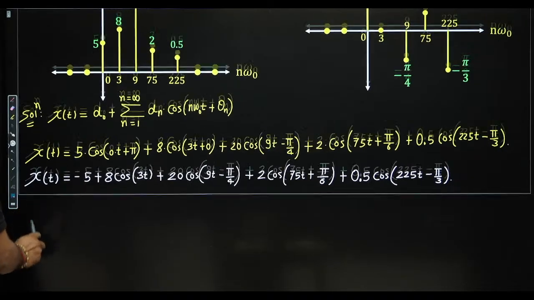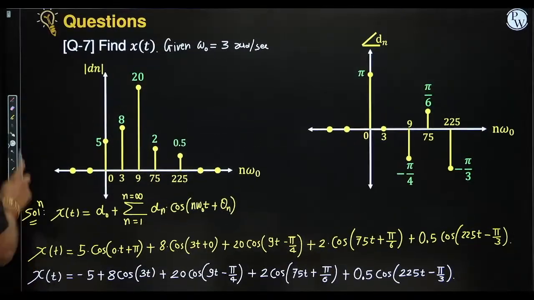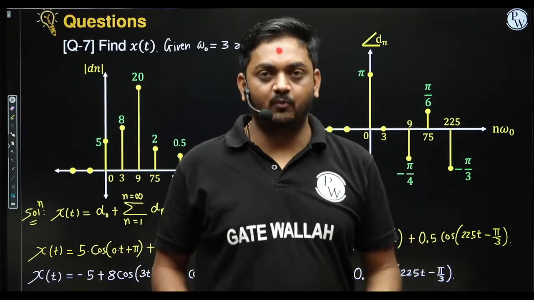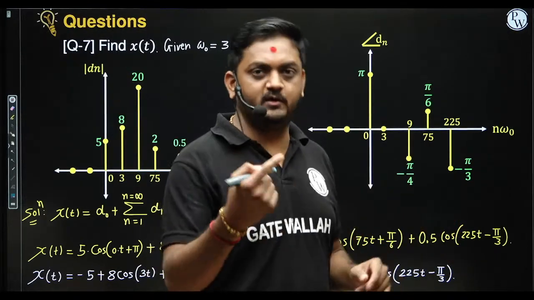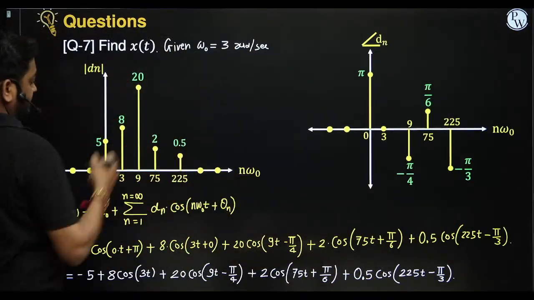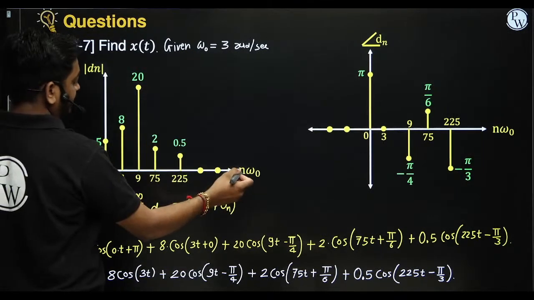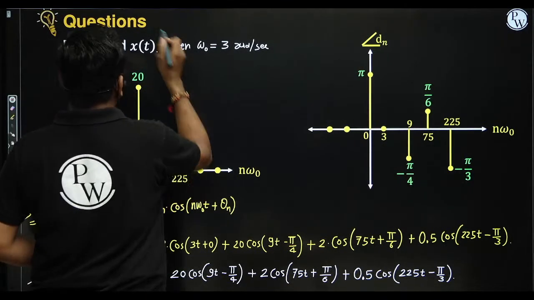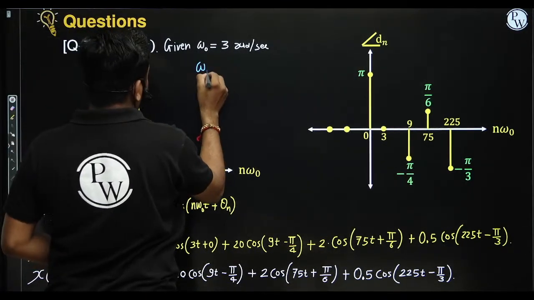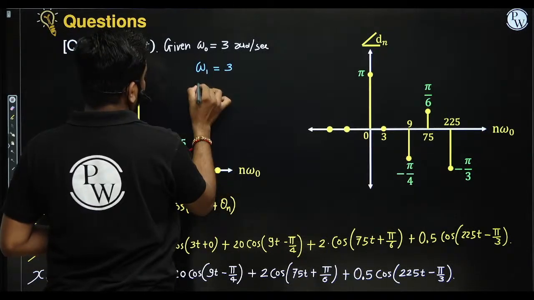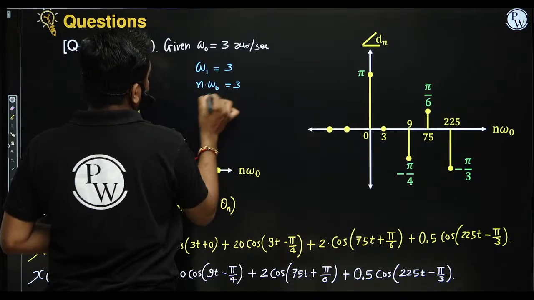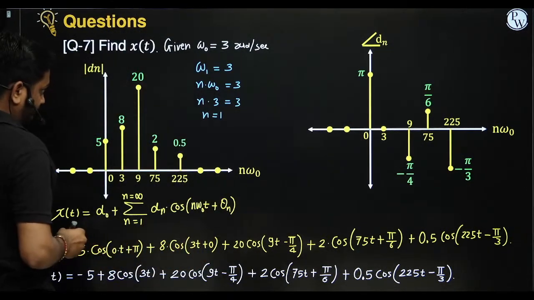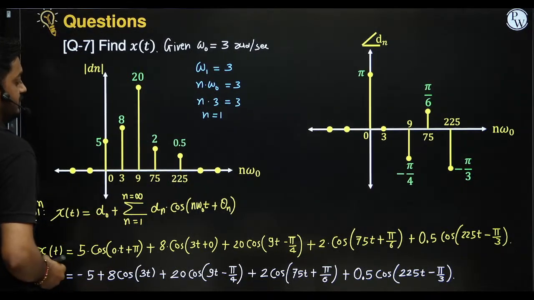Fine. Now this is the first question, find x of t. Now again they can ask find the power of the 50th harmonic or 100th harmonic or 200th harmonic. So again for that you require the value of n. The fundamental frequency is given, omega 0 equal to 3. So simply divide all of these with omega 0. See how to do it. The first frequency is 3, so n omega 0 is equal to 3, omega 0 is equal to 3, so the corresponding value of n is 1. So simply divide all these values with omega 0 to find the value of n.